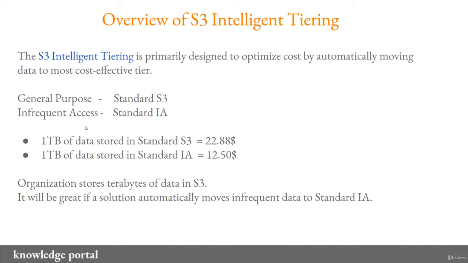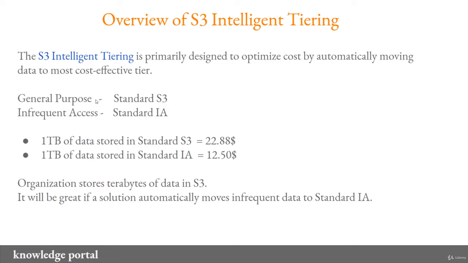Now when you talk about the price difference between both of them, let's say that you are storing 1 TB of data in standard S3, then the cost would be $22.88. Now the same 1 TB of data, if you are storing in standard infrequent access, the cost is $12.50. So the pricing has been reduced to more than half. So you see there is a huge price difference between a general purpose standard S3 and infrequent access. Now for the enterprises which have been storing petabytes of data, hundreds of terabytes of data stored in S3, such a price difference can save a huge amount of cost for those enterprises.